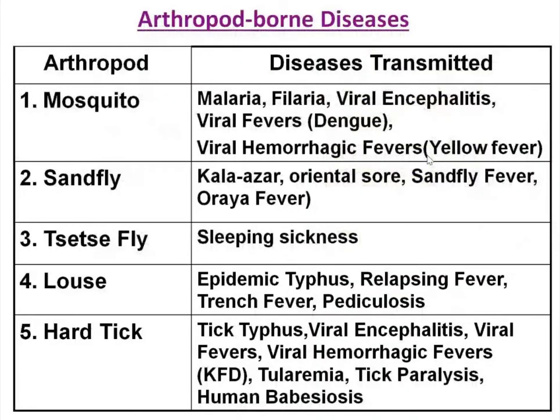So next we'll move on to the diseases these arthropods cause. What are the arthropod-borne diseases? What are the various arthropods and what are the diseases they transmit? Let's see. Mosquitoes transmit various types of diseases. Examples are malaria, filaria, viral encephalitis, viral fevers like dengue, and viral hemorrhagic fevers like yellow fever. These are transmitted by different types of mosquitoes. We'll discuss all those in detail in the coming slides.